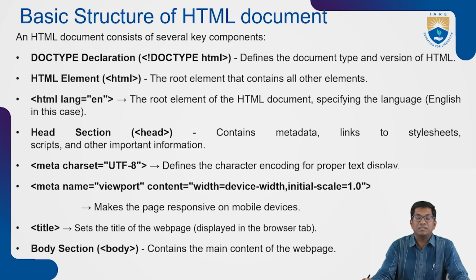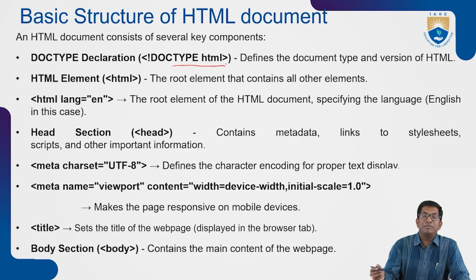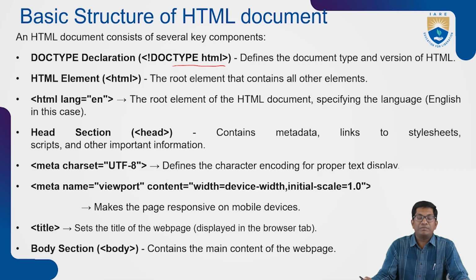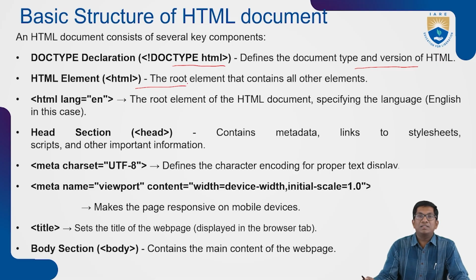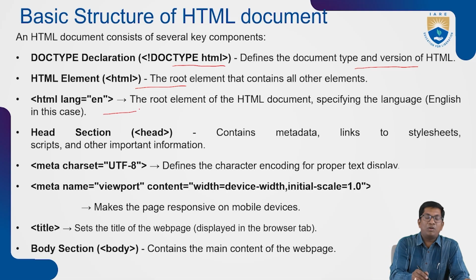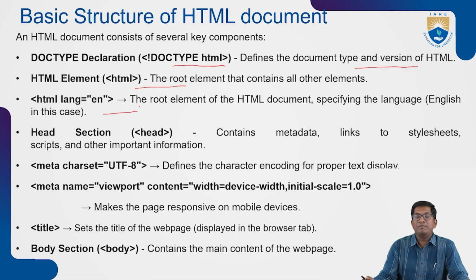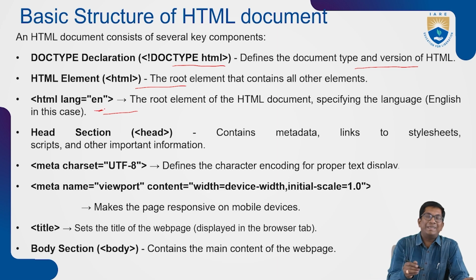DOCTYPE declaration: the first line of your HTML document starts with DOCTYPE html. It defines the document type and version of HTML. The html tag is the root element that contains all other elements. In between the html tags you write your head section and body section. The lang equal to en attribute on the root element specifies the language in which you are writing the source code of the HTML document. So en means English.